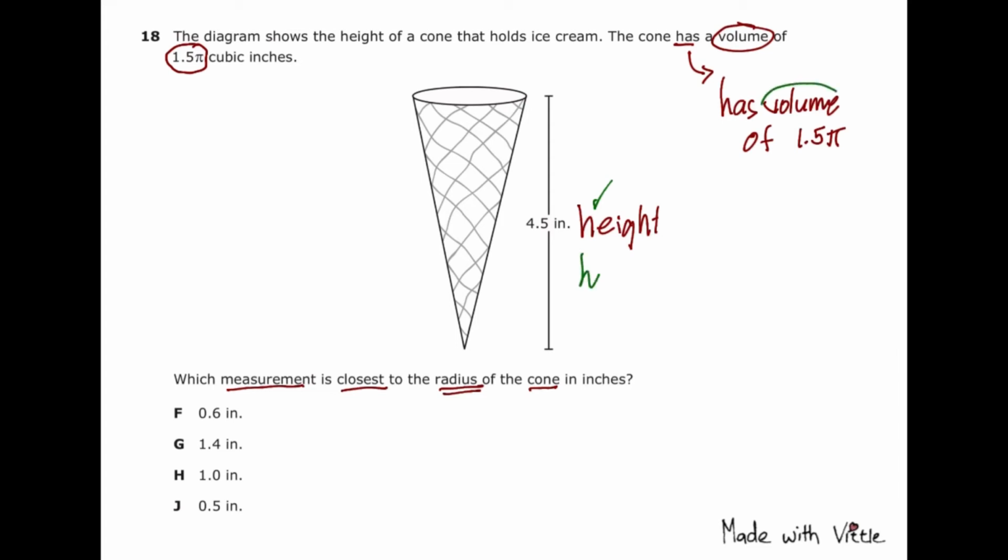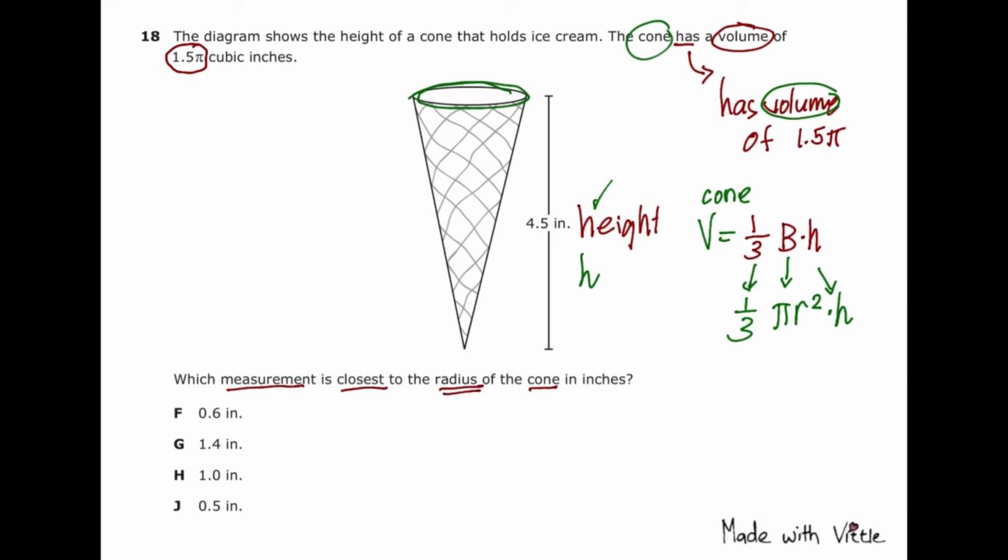Since it's talking about volume, let's write down the formula for the volume of a cone. Look at your reference material chart. 1/3 times base times height. And you know that B is the area of the circle shape of that cone, the same as the base of a cylinder.